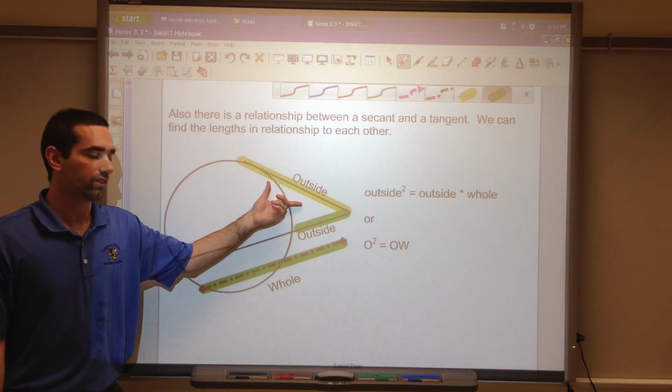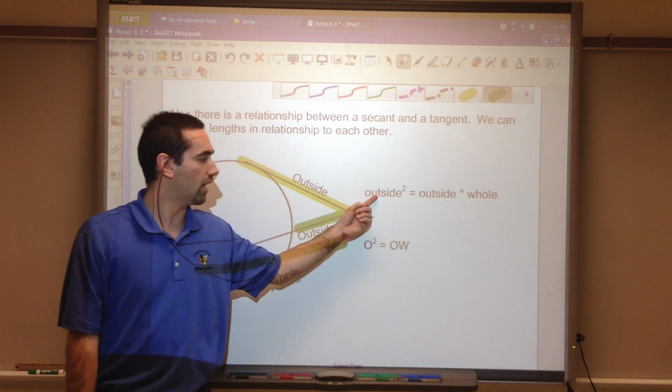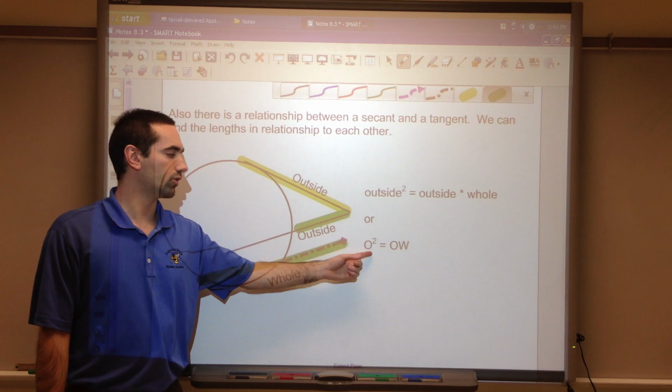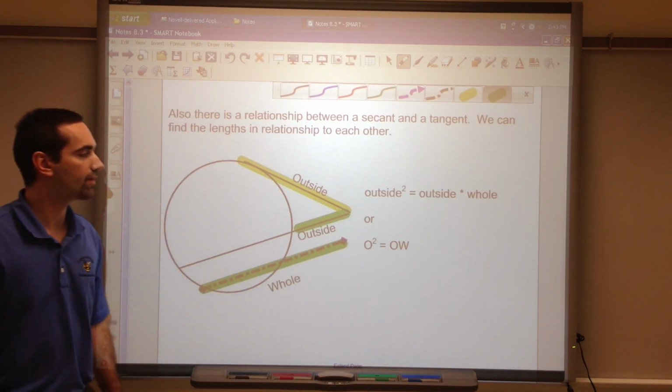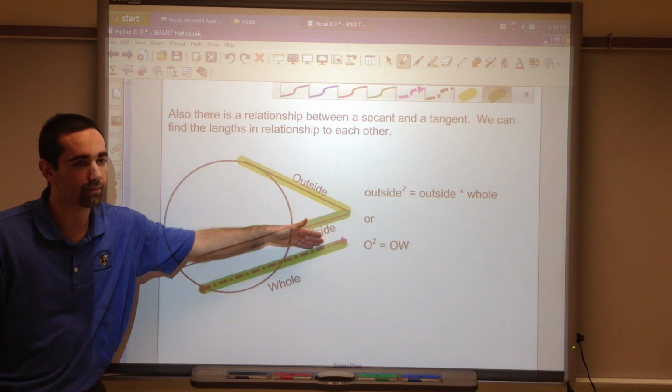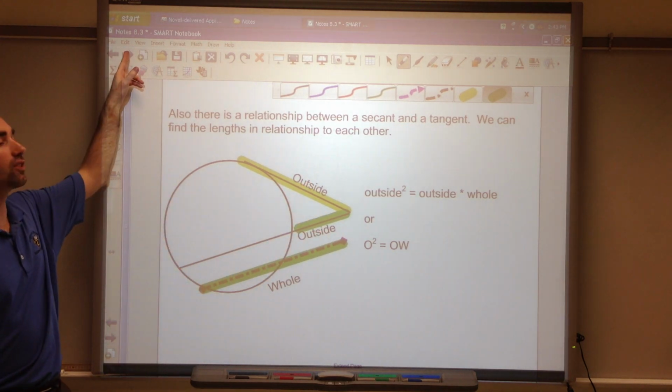I square this. Outside squared equals outside times whole. O squared equals OW. So you square the tangent. The secant is outside times whole still. Let's look at an example.